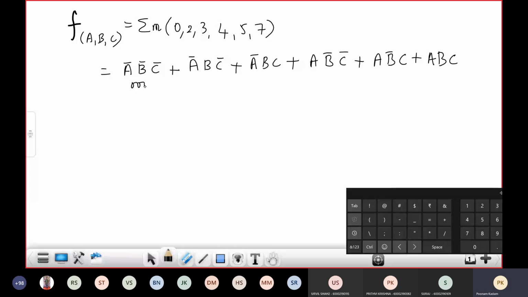I hope this is clear how I have written this, right? This corresponds to 0, 0, 0, which means min-term 0. The second min-term is 0, 1, 0, so that is 2. Then 0, 1, 1, which means 3. 1, 0, 0, which means 4. 1, 0, 1 is 5. And 1, 1, 1 is 7. I suppose there is no doubt in this, right? Okay. Now you simplify it.